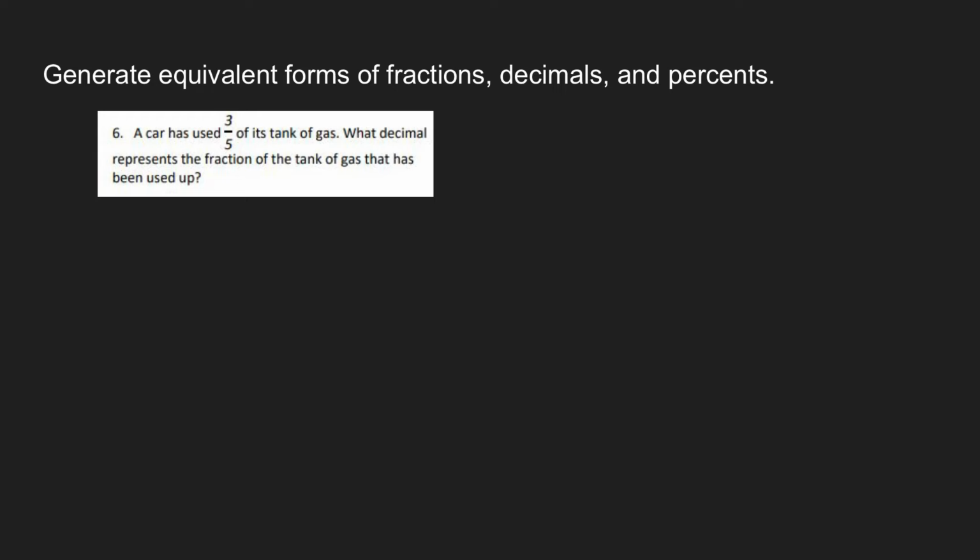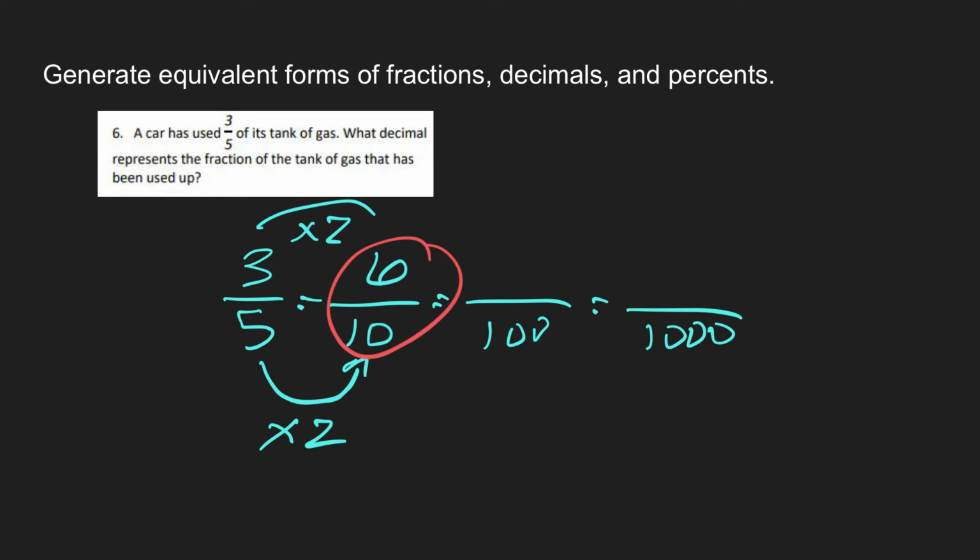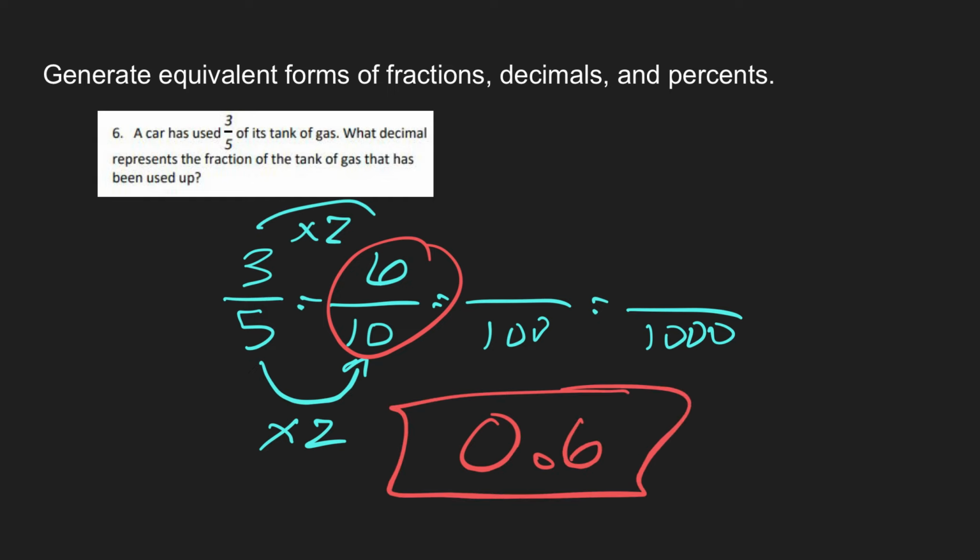9. A car has used 3/5 of its tank of gas. What decimal represents that? Okay. So 3/5. Remember, for it to be a decimal, it's got to be out of 10, out of 100, out of 1,000. So luckily, I can just go from here to here and do times 2. So I would do here times 2, and I would get 6/10. Well, I know that 6/10 is written this way. There you go.